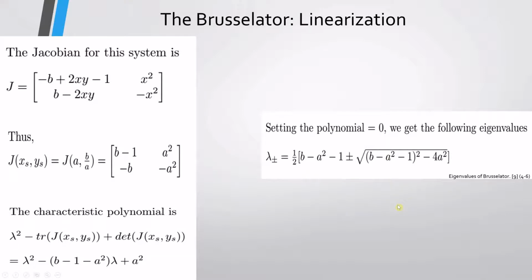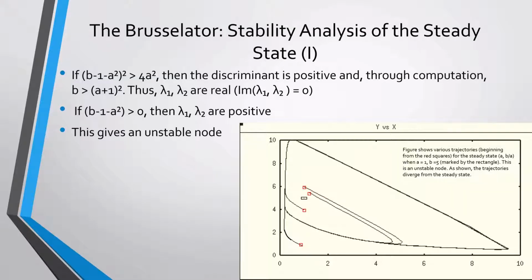We will now discuss the various cases as our parameters A and B vary. In order to analyze the steady state, we will fix the parameter B and analyze the steady state as the other parameter A varies. We will first look at the case where the discriminant portion of the eigenvalue, which is the expression inside the square root, is positive. This implies that B is greater than the quantity (A+1)^2. If B - 1 - A^2 is greater than 0, then both eigenvalues are real and positive. If you recall, this produces an unstable node.